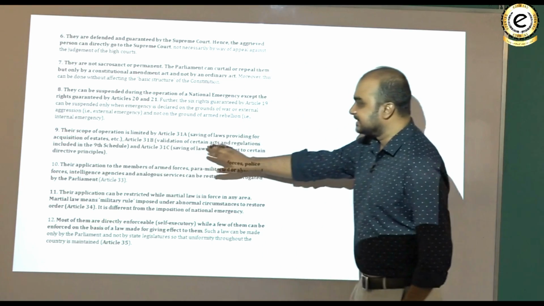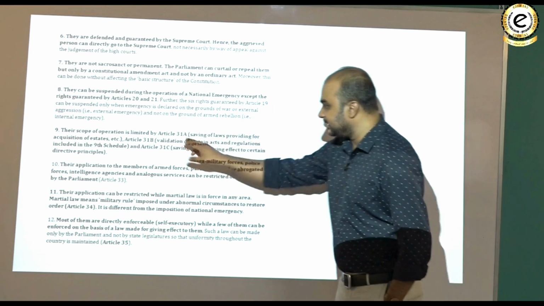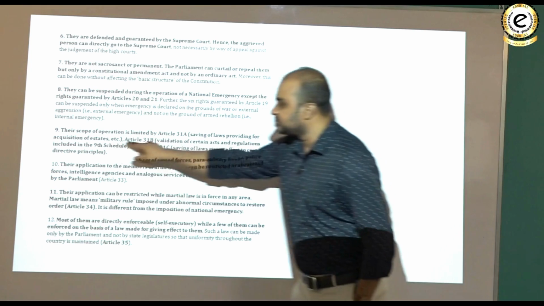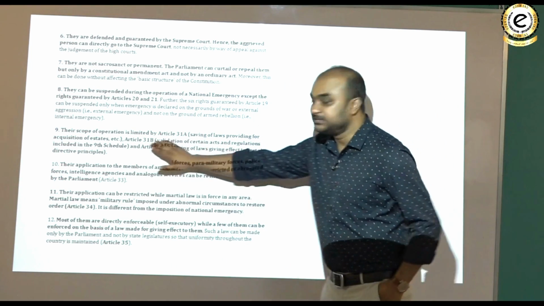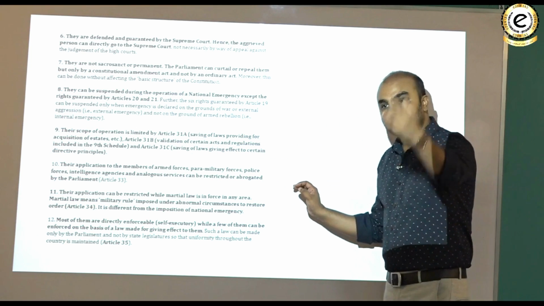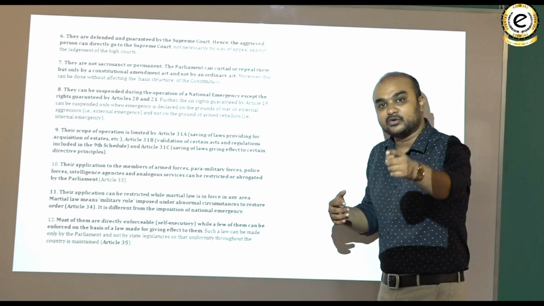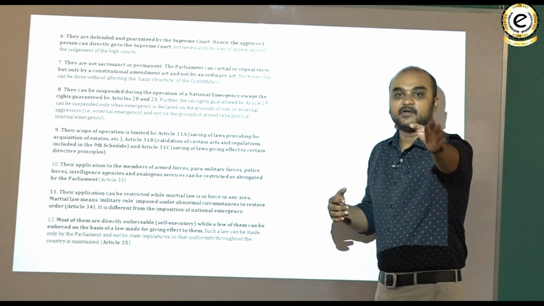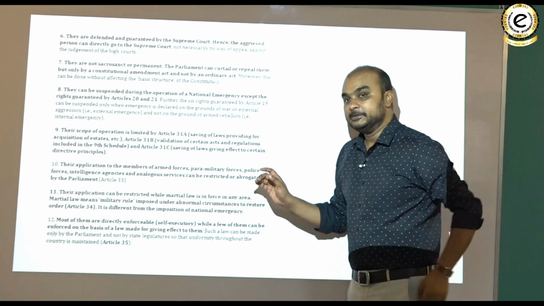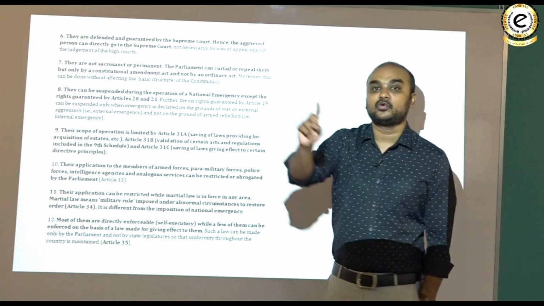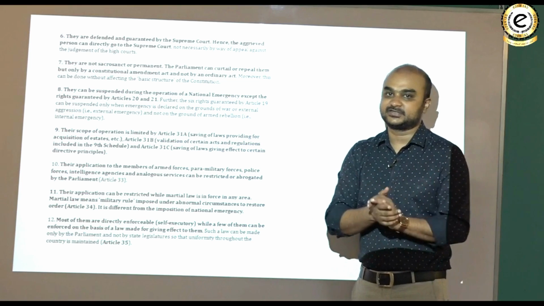The scope of operation is limited by Article 31A, 31B and 31C. Now 31A says saving of laws providing for acquisition of estates, etc. Mostly laws related to land reforms and those kinds of things. 31B says that those laws which are put under the 9th Schedule cannot be questioned in a court of law on the grounds that they destroy the fundamental rights contained in Article 14 or 19. But keep this in mind, that they can be questioned before a court of law on the grounds that they are breaking the basic structure, because judicial review itself is a part of the basic structure and that cannot be totally removed.